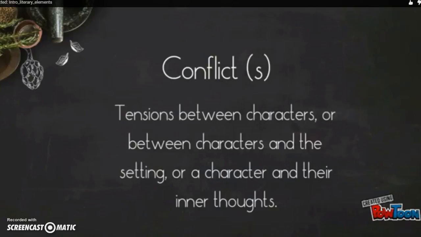Now, as you can see, the conflicts sometimes are between characters, sometimes between character and setting, and sometimes their own inner thoughts. Pay attention to this definition too. This is a little bit more complicated than you're used to from, say, your middle school days or maybe early high school.